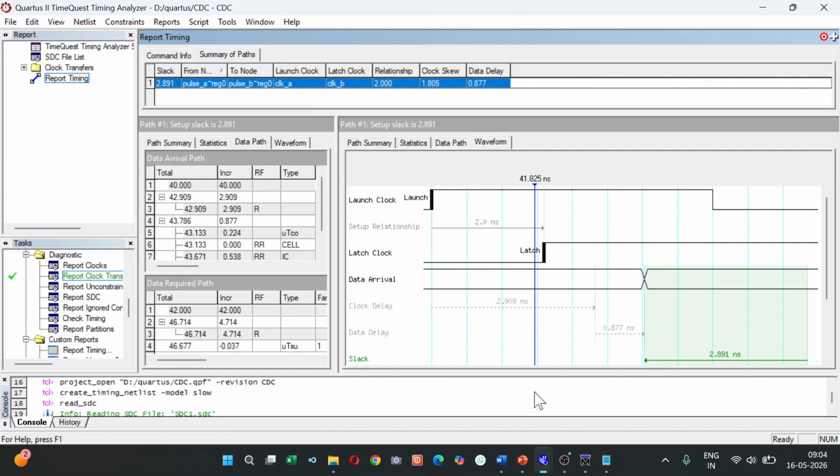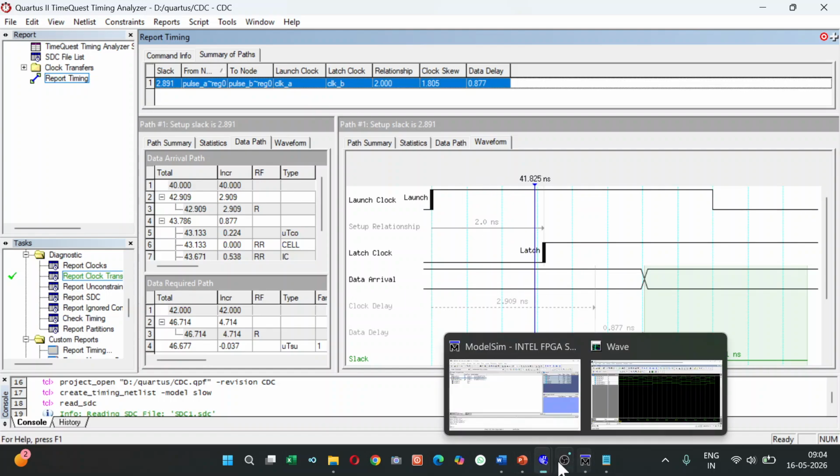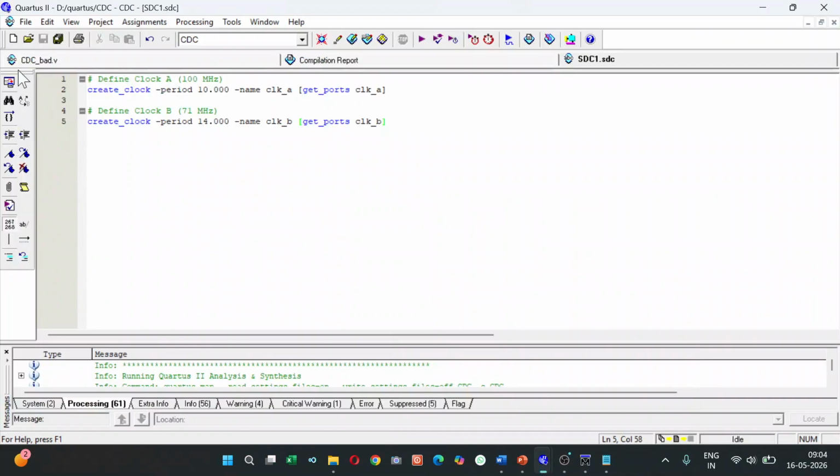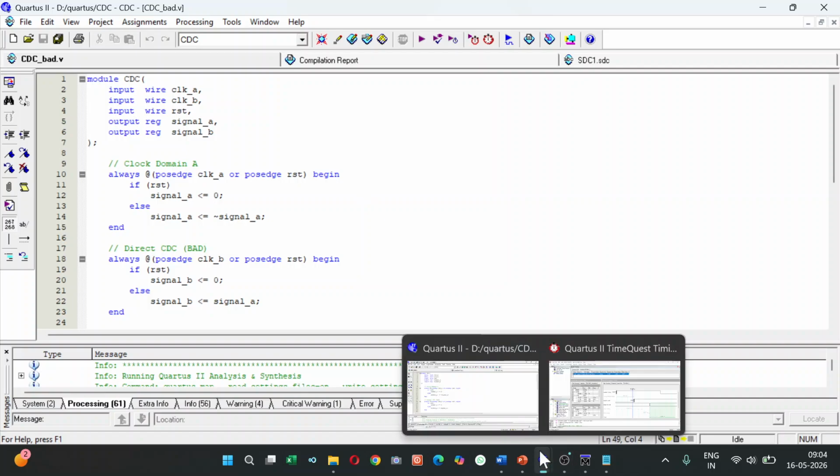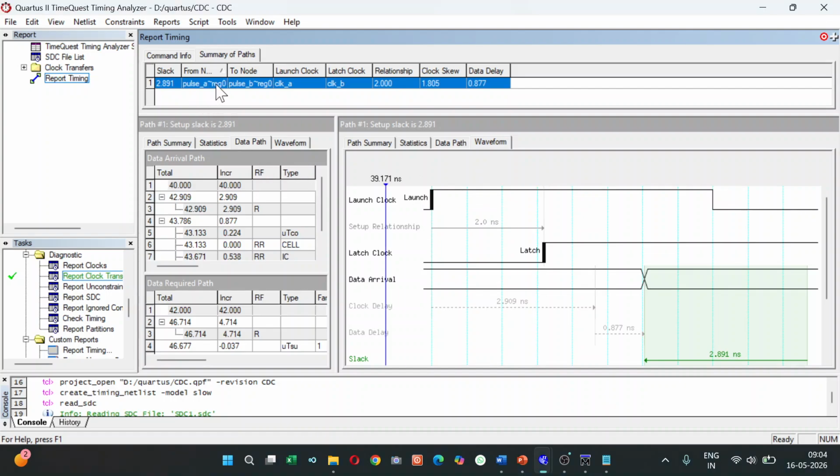Okay, here is the code. In this code we do not synchronize both clock domains, so that's why this problem occurs. Both pulses are driven by one common clock, so this problem is caused by CDC.